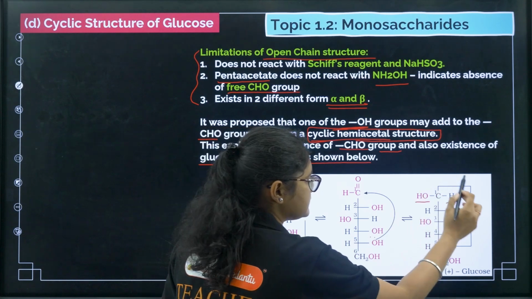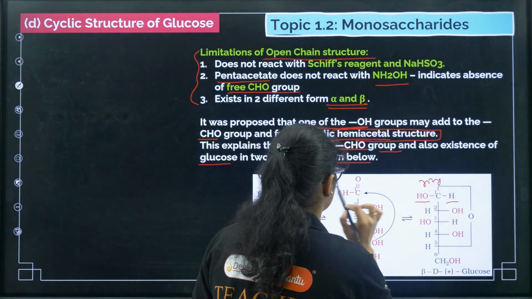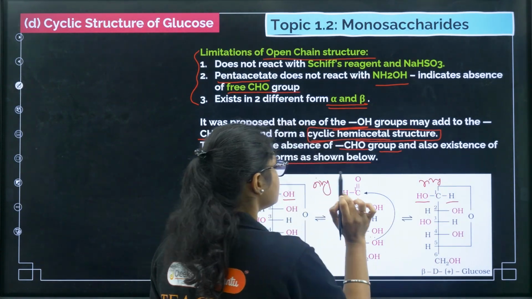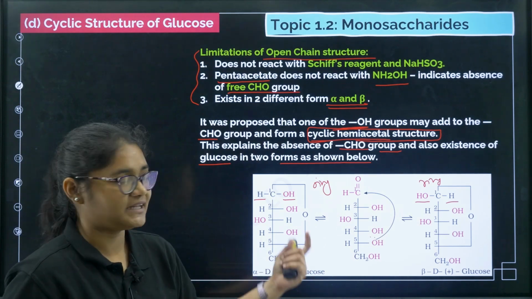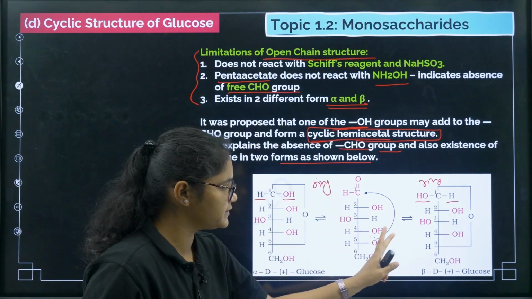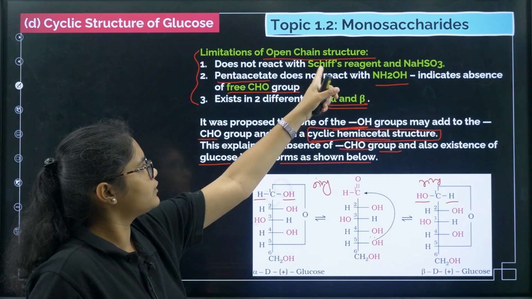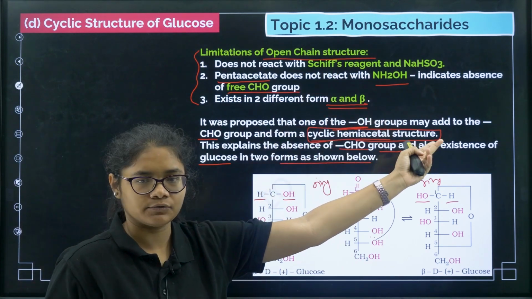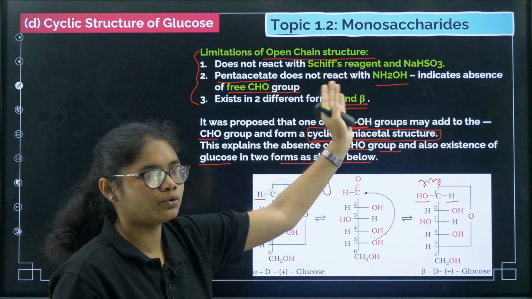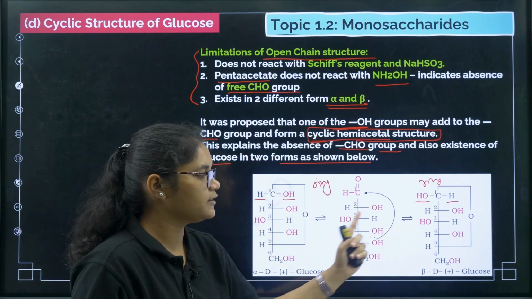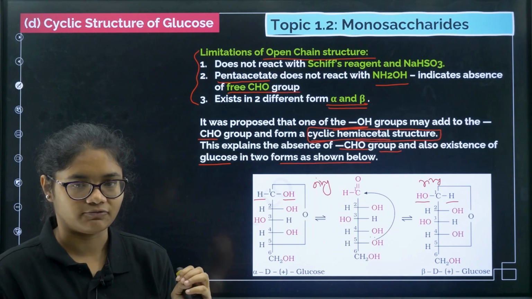Now this is a ring structure. So now this structure explains these limitations. If this one is formed, there is no more aldehyde group. If there is no more aldehyde group, it will not react with Schiff's reagent or NaHSO3. It will not react with NH2OH, right? And we can also explain the existence of alpha and beta forms.